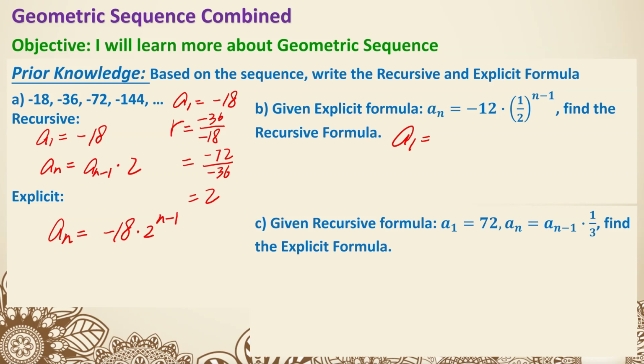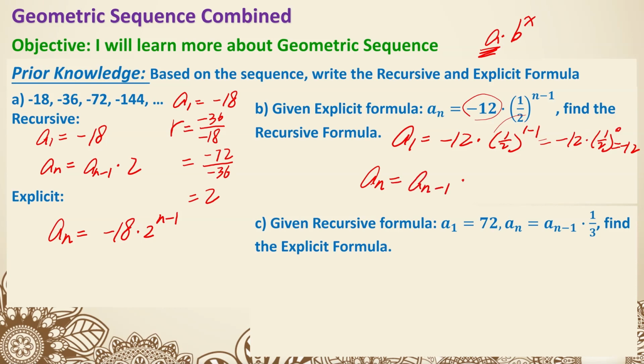A sub 1 is negative 12 times 1/2 to the 1 minus 1 power, which is just 0 power. And anything to the 0 power is 1, so it is just negative 12. And also, typically when you have the a times b to the x power, that a, which is right here, that is our a sub 1. So it's a little bit different compared to the arithmetic sequence. You don't have to always plug it in. That number itself is our a sub 1. And then a sub n equals a sub n minus 1 times 1/2.